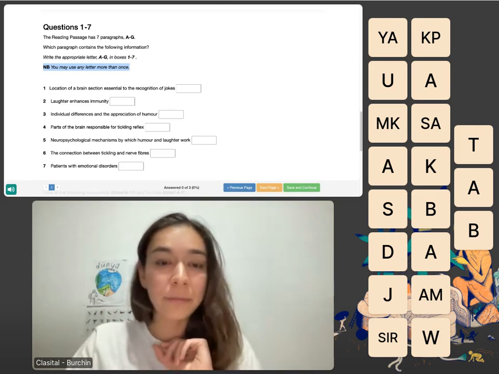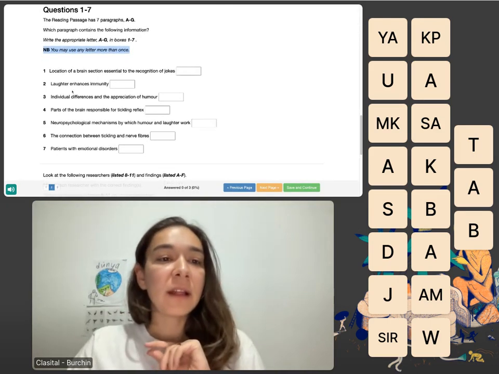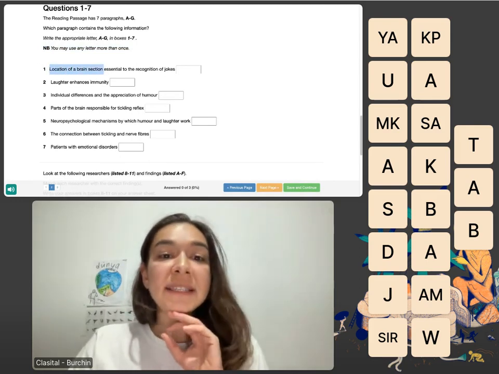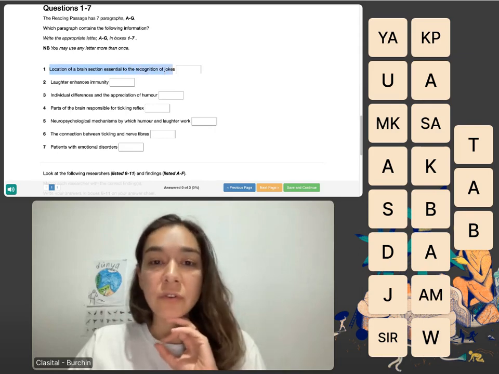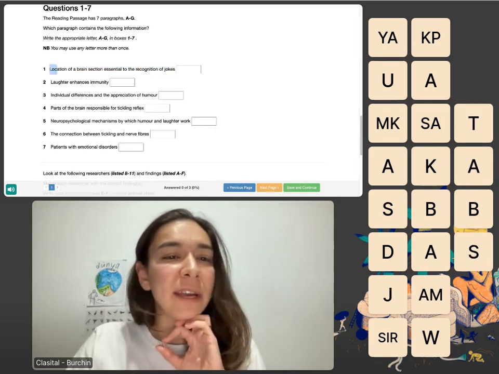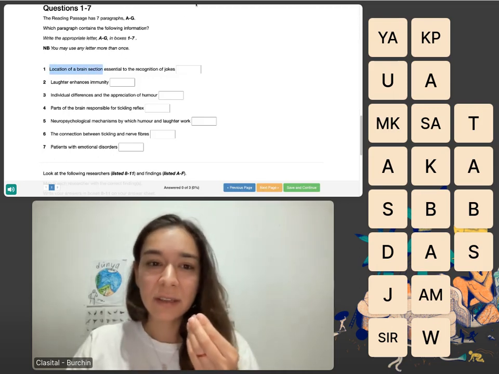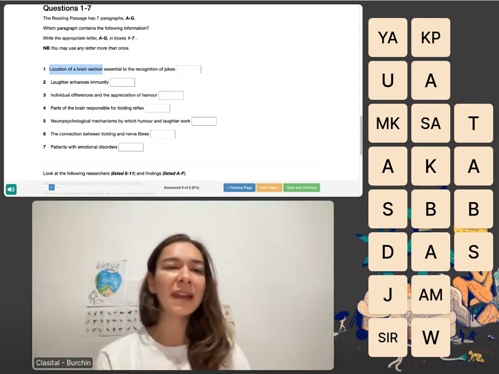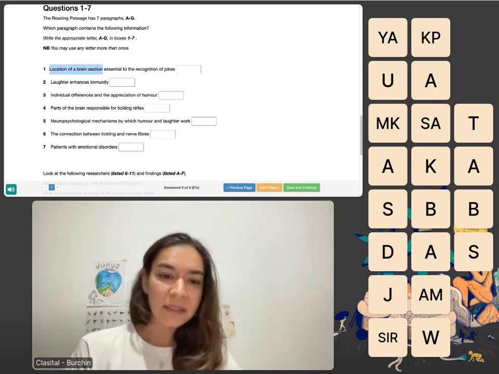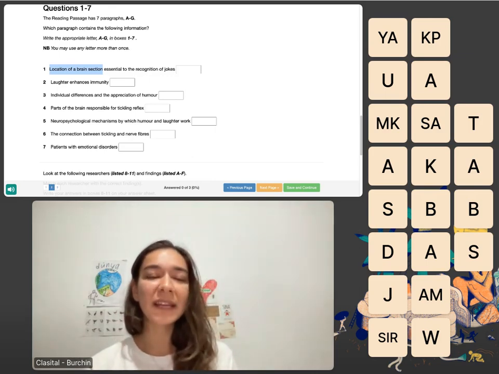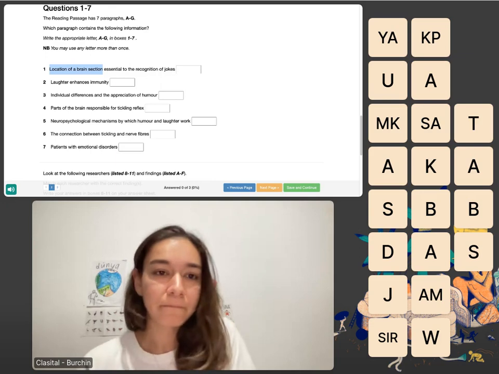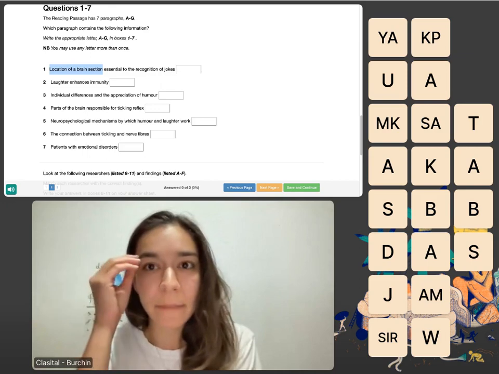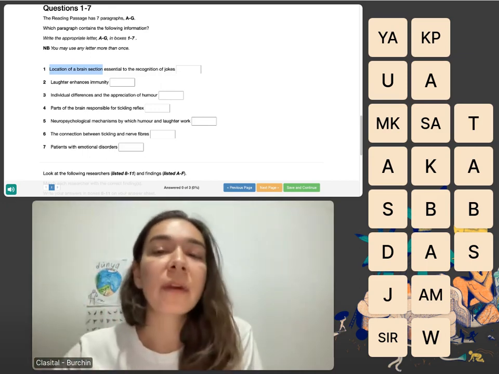So we should look for these two. Okay, let me see. Location of a brain section. Essential to the recognition of jokes. And it says here, location of a brain section. So it is a little bit specific. It doesn't say location somewhere in the brain, but it says location of a brain section. So maybe I can pay attention to that one.